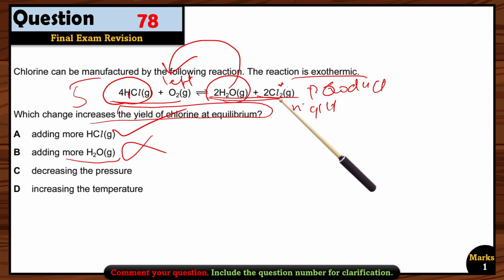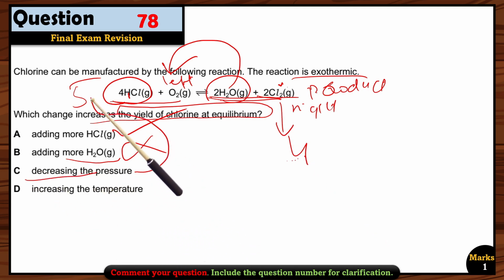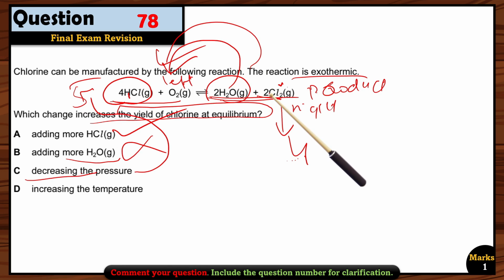5. How many here we have? 4. So it means if you increase the pressure, it will help the one that is less in number. But if you decrease the pressure, it will help the one that is more in number. So again, it will move towards the left side. That we don't want. We want more chlorine. So the reaction should shift towards the right side.